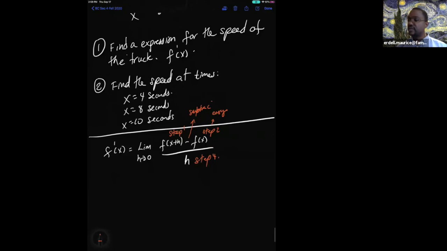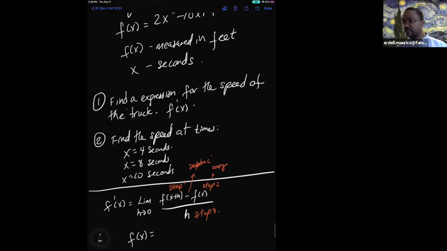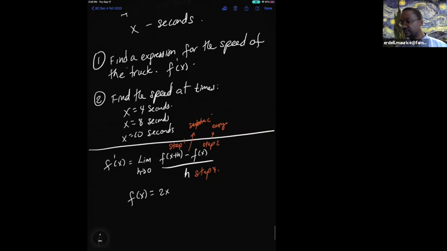All right, so then I always like to remind myself of what the function is. The function is f of x is equal to 2x squared minus 10x plus 4. I always like to remind myself because it makes it easier when I'm plugging in the x plus h to see what I'm plugging it into.